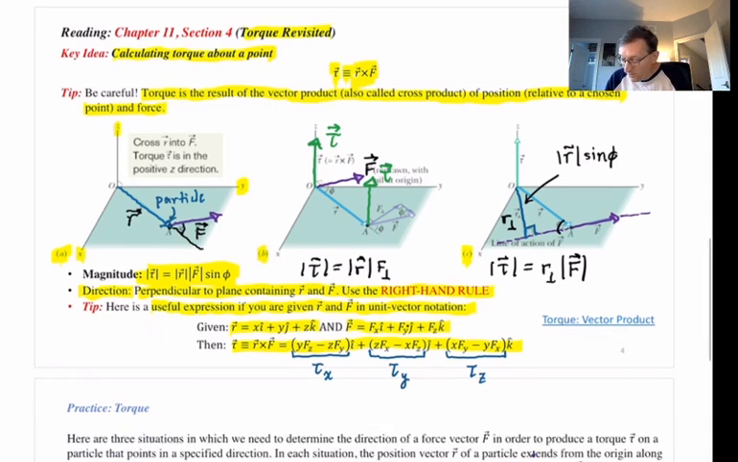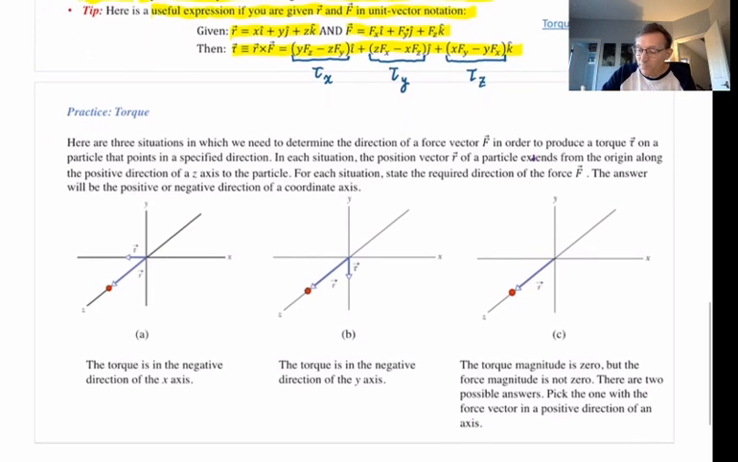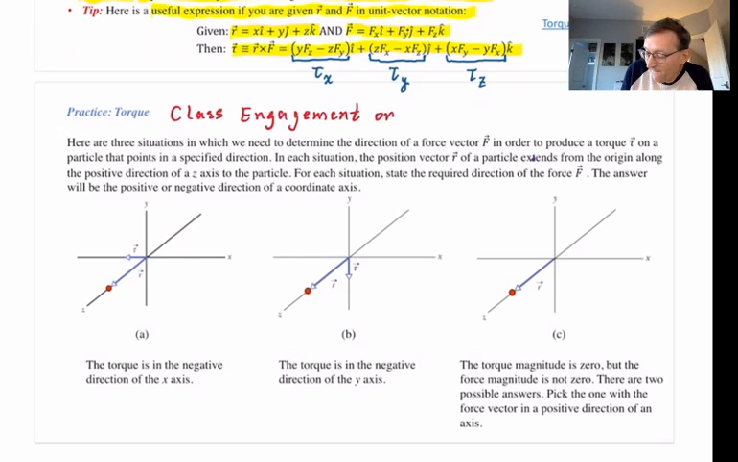Okay, I'm going to leave you on this video. We're going to do more practicing in class itself. But now I'm leaving you with a class engagement exercise where you will enter your answers on Blackboard. And it's practice with torque as a vector product, r cross F. And it's somewhat similar to the practice we did together on the previous video lecture.